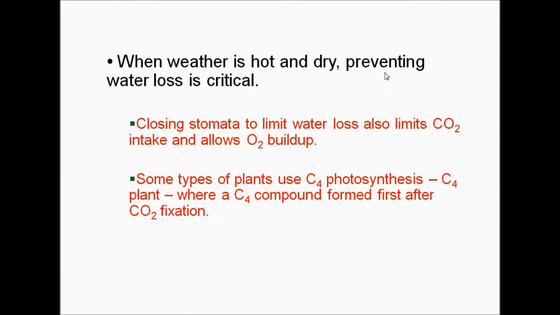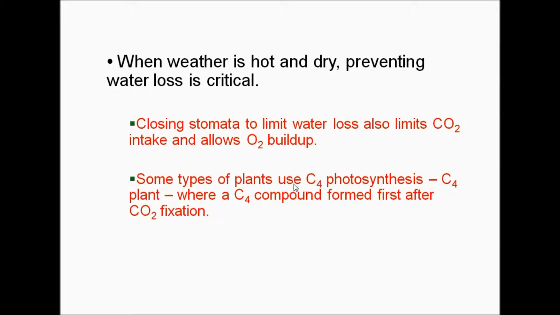But if the weather is really hot and dry, preventing water loss becomes very, very critical. So guess what? Some great plants have evolved to meet those needs. Number one, they close stomata, that little opening on the bottom of the leaf, to limit water loss. It also limits CO2 intake and allows O2 to build up. So there are some issues going on here, but we definitely are closing that down so the water's not going to evaporate from inside our plant.